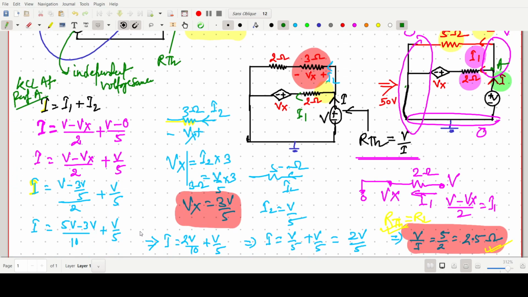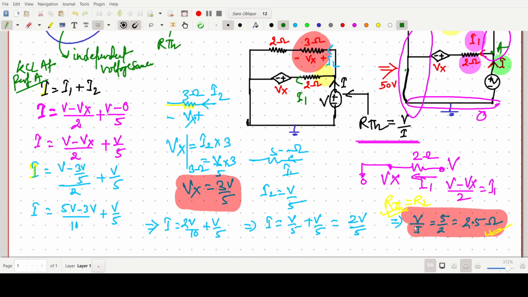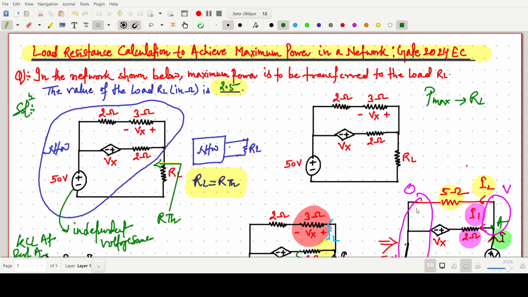So now after solving, we can find V by I as the equivalent resistance R Thevenin, which is the same as RL for the maximum power transfer theorem. So 2.5 ohm will be the correct answer for this question.